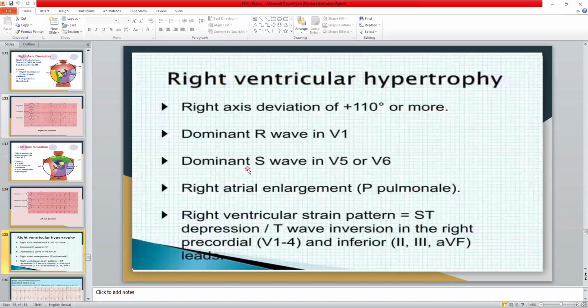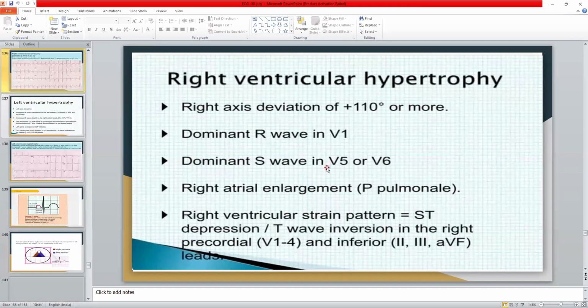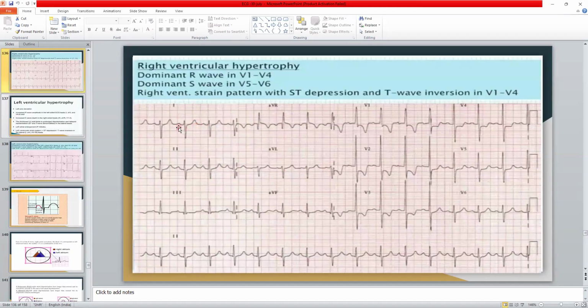Coming to right ventricular hypertrophy, what are the features of right ventricular hypertrophy? As I already informed you, there will be right axis deviation. There is a dominant R wave in V1 and a dominant S wave in V5 or V6. Here you can see dominant R wave in V1, V2, V3, V4, whereas dominant S wave in V5 and V6 compared to R waves.